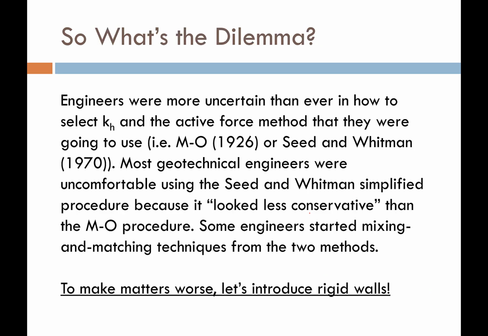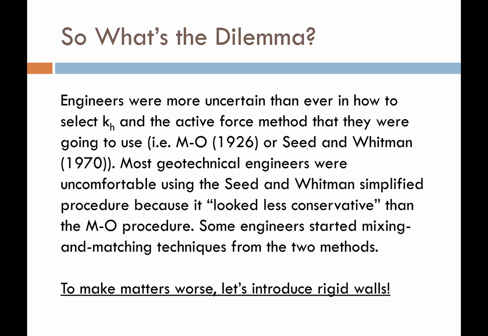Okay, so what's the problem? This seems great, right? But no, this is where geotechnical engineering becomes a soap opera, because engineers were so accustomed to the Mononobe-Okabe equation that when this Seed and Whitman paper came out in the 70s with these recommendations, engineers were more confused than ever on how to select their kH. Is kH 1 times PGA, or is it some fraction times the PGA? And they were confused on which active force method they were going to use. Were they going to use Mononobe and Okabe like they've been doing for decades, or were they going to switch now to these new recommendations from Seed and Whitman?